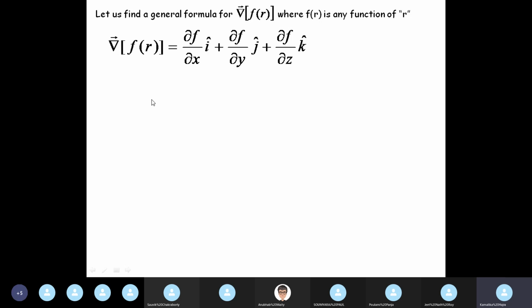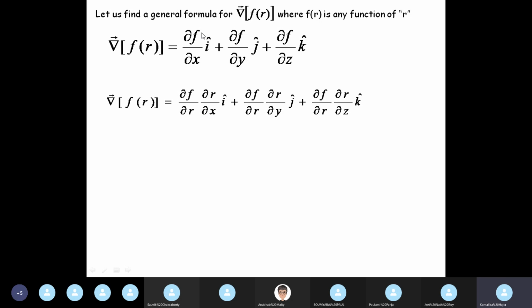So obviously grad f, by now you have come across this formula several times. Grad of f, I'm not writing f(r) every time for simplicity. So grad of f is del f del x i cap plus del f del y j cap plus del f del z k cap, right? So we write each of these terms, del f del x, del f del y and del f del z, in this manner. Del f del x is written as del f del r into del r del x. Del f del y is written as del f del r into del r del y. And del f del z is written as del f del r into del r del z.